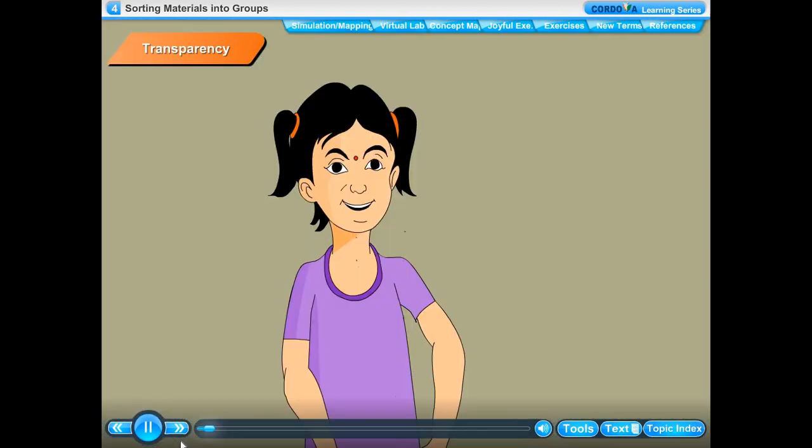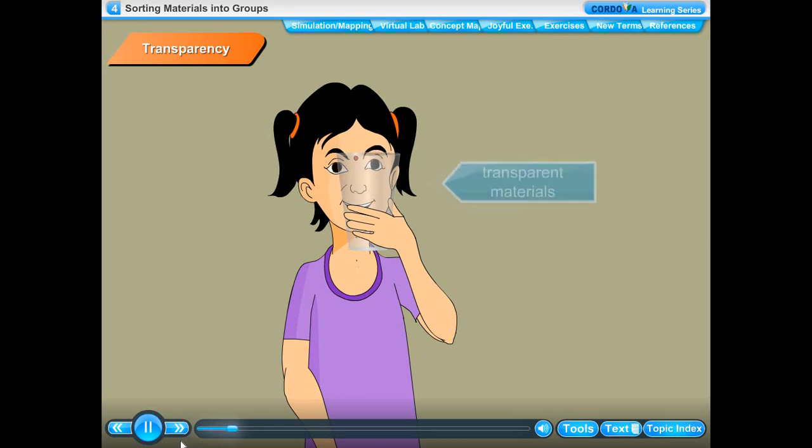Transparency. Hold a glass tumbler in front of your eyes. See through it. You can see all the objects around you. This happens because glass is a transparent material. So, materials through which we can see the objects clearly are called transparent materials. And this property of the materials is called transparency.